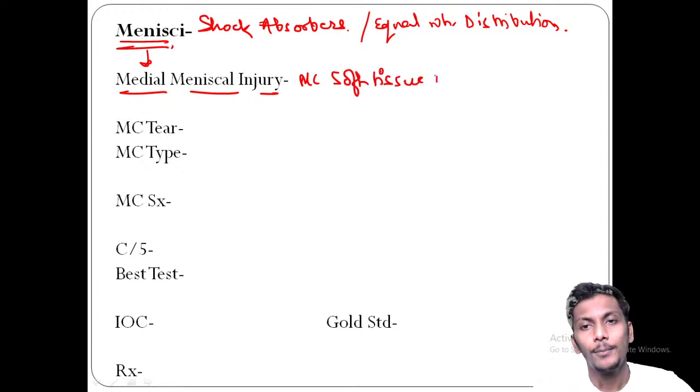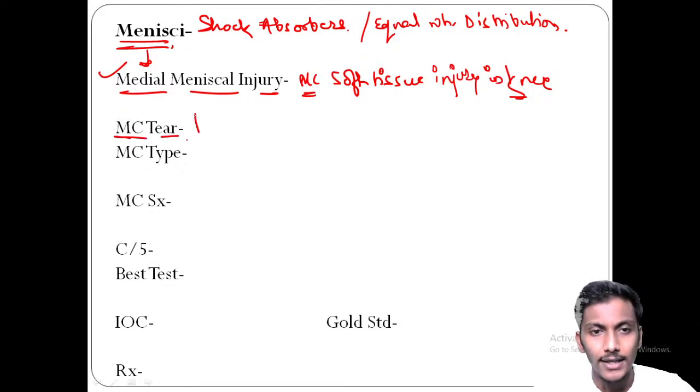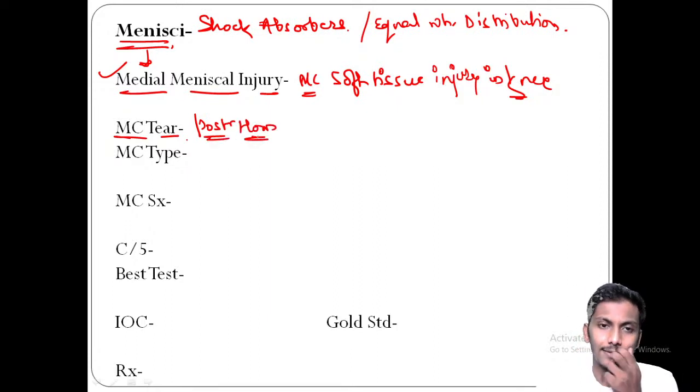Okay, so remember the important points now. If a question comes for most common soft tissue injury in knee, the answer would be medial meniscal injury. If a question comes for most common ligament injury in knee, then the answer would be anterior cruciate ligament. And most common ligament injury in the body, then the answer would be your ankle ligament. Please remember, it is usually called a sprain, right? Next one, most common tear. Please remember, the most common tear in medial meniscus is usually at the posterior horn of the medial meniscus.